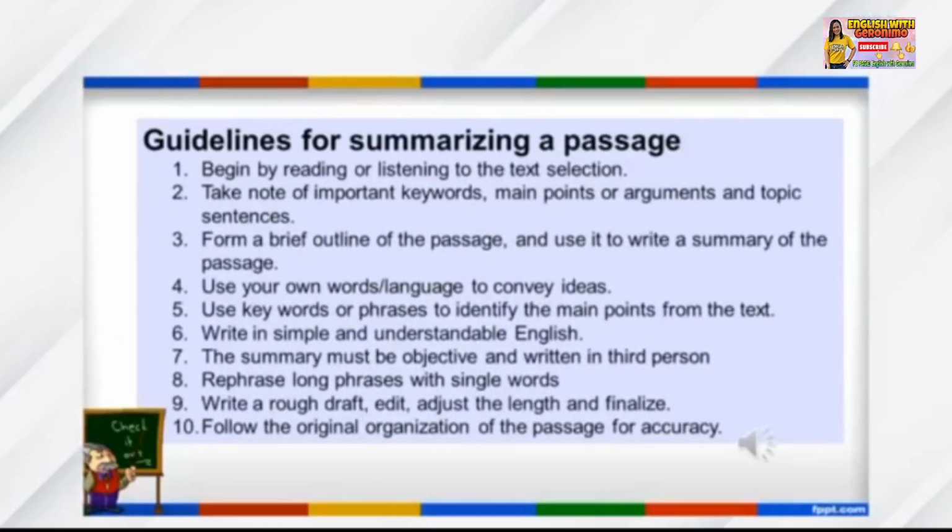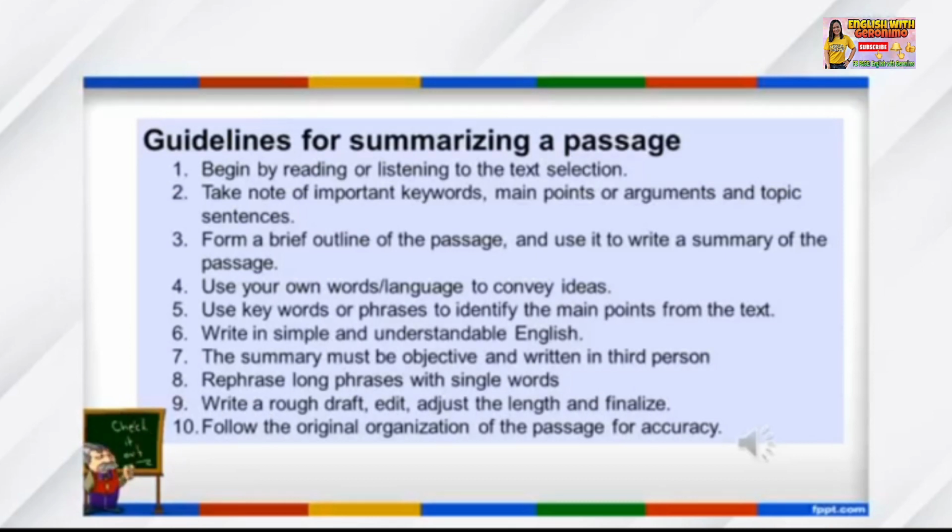In summarizing a text or a passage, it is important to follow some guidelines. They are as follows. Number 1. Begin by reading or listening to the text selection. Number 2. Take note of important keywords, main points or arguments, and topic sentences. Number 3. Form a brief outline of the passage and use it to write a summary of the passage. Number 4. Use your own words or language to convey ideas. Number 5. You may use keywords or phrases to identify the main points from the text.